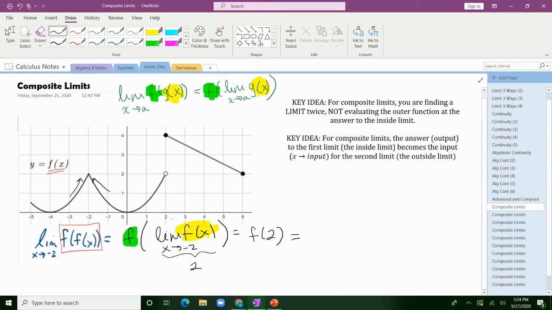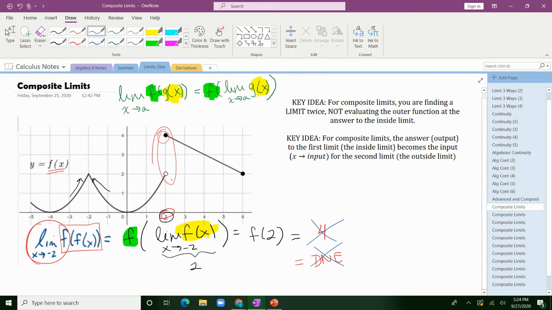So if I go to f of 2, two things are going to happen here. About half the people are going to look at this and say, all right, the function value at 2 is 4. And then another half of people will look at this and say, all right, well, I am finding a limit here, and at 2, I don't really have a limit because of this jump discontinuity. So another group of people is going to say it does not exist. And you know what? The thing is, both of those groups of people are wrong.